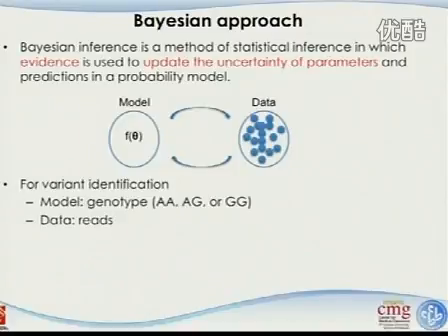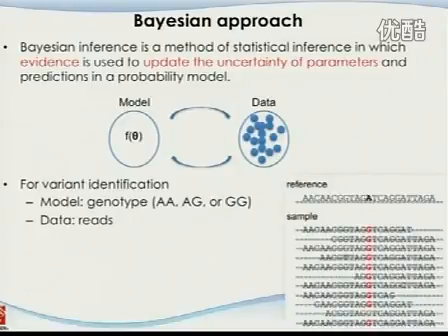So in general that is the Bayesian type of approach. But for our case, variant identification, the model here is actually the genotype. It's AA, AG, or GG. And the data are the reads. So we know the genotypes, but we don't know the parameter of the genotype, meaning which one is more likely. And we do have the data. So this really fits into this Bayesian type of approach.